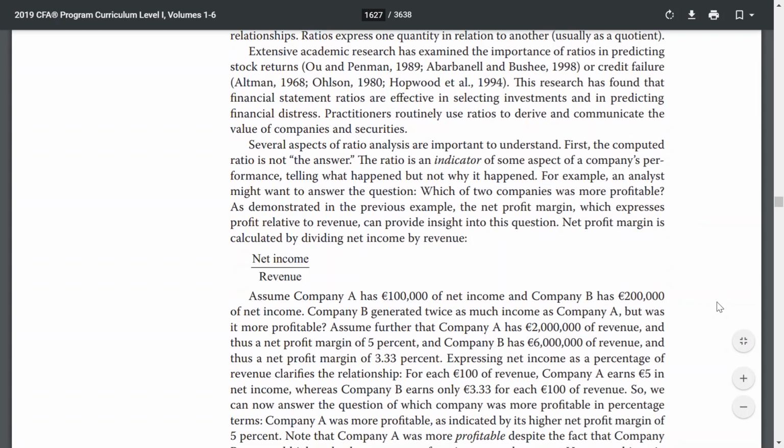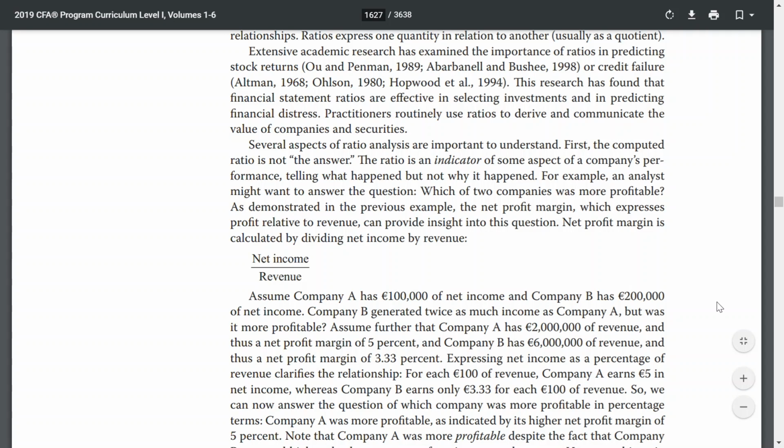Several aspects of ratio analysis are important to understand. First, the computed ratio is not the answer. The ratio is an indicator of some aspect of the company's performance, telling what happened but not why it happened.